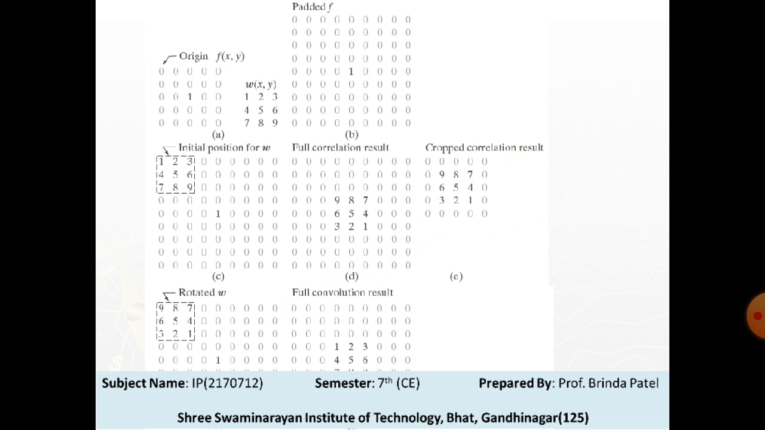If instead of containing a single one, the image f in this figure had contained a region identically equal to w, the value of the correlation function would have been maximum when w was centered on that region.